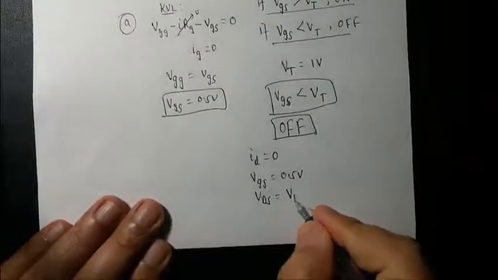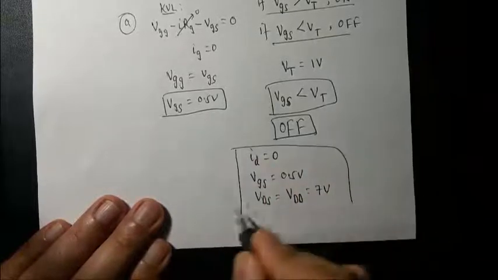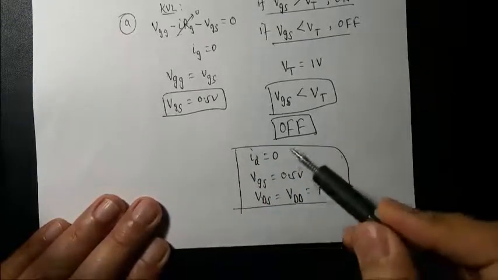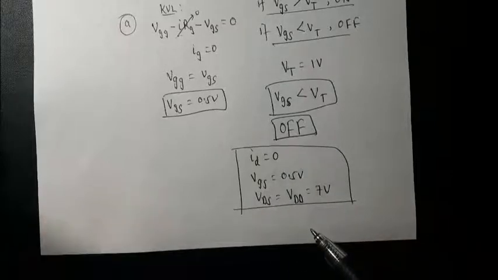So it's just VDD, this is 7 volts. So this is your answer. This is what it is acting, actually. It's acting on all the voltages and currents through the transistor. Okay, that's the answer.